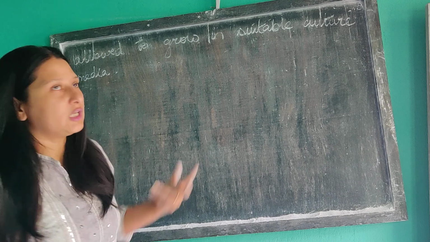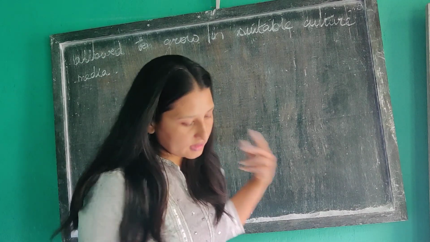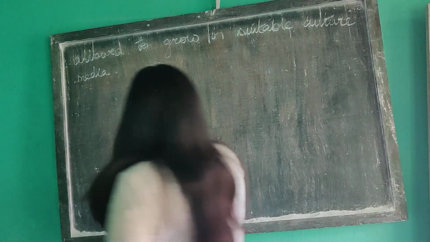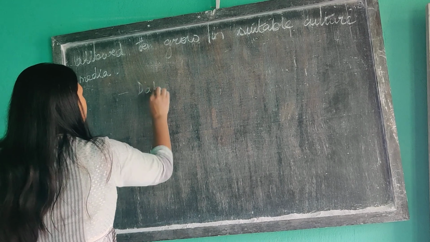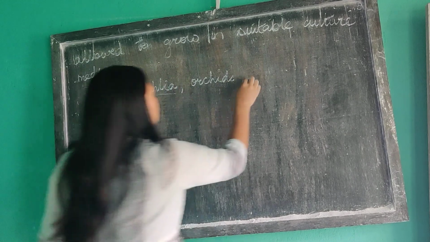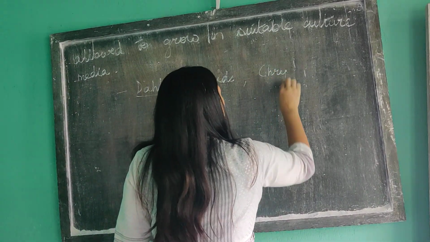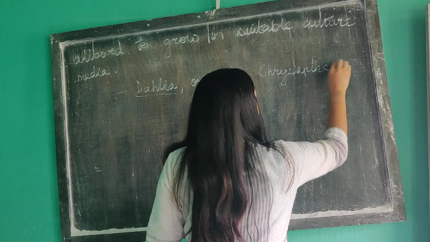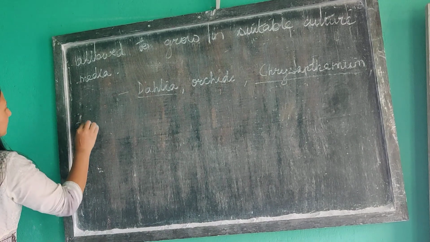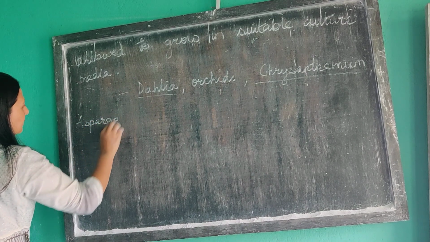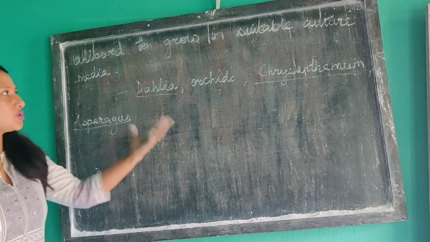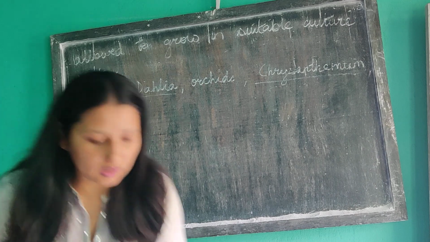So, plants which are cultivated through tissue culture are dahlia, orchids, chrysanthemum. Okay, all these plants. Chrysanthemum is गोदावरी भन्छ हामी नेपालीमा. There is also a flowering plant that is known as asparagus. This is also used as vegetable, so that asparagus is also grown through this tissue culture.